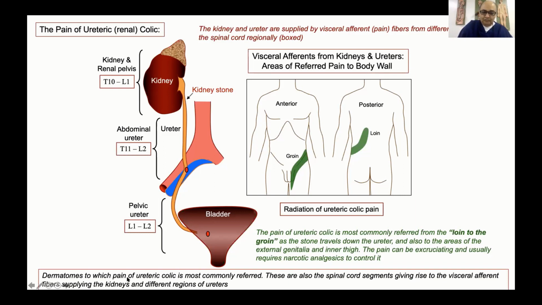So, the dermatomes to which the pain of ureteric colic is most commonly referred. These are also the spinal cord segments giving rise to the visceral afferents. So you can read these lines, and look at this box matching with these boxes.